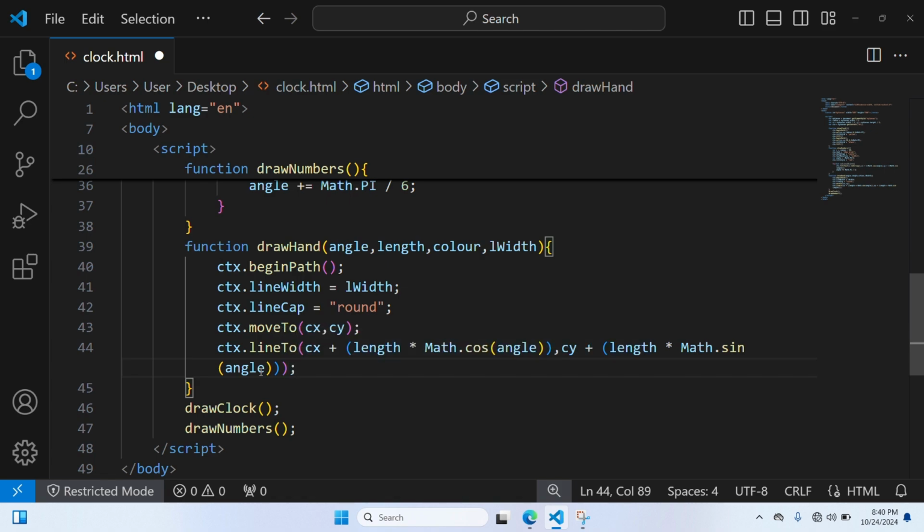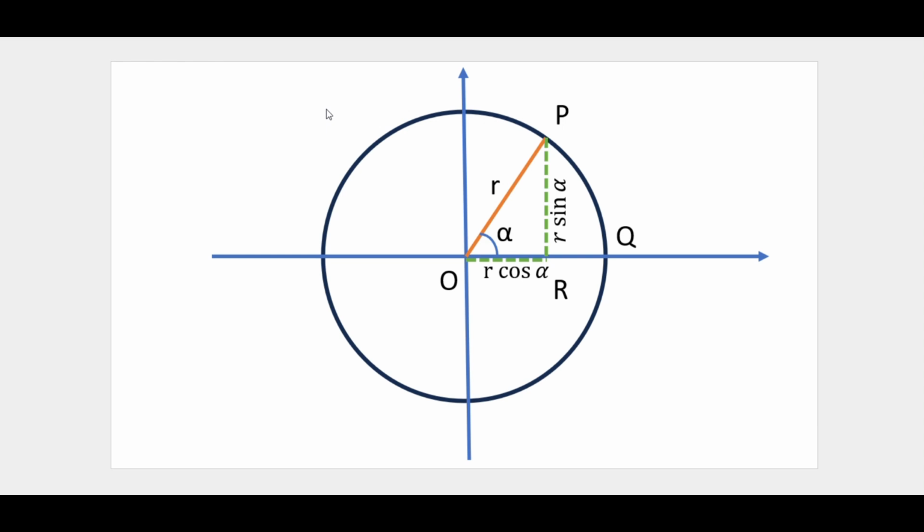Now let's understand these coordinates of the end of hands. Here we have one circle with center O, and we have to draw our minute hand, hour hand, and second hand of the clock from center O to any desired point on the circumference of the circle. Here OP is representing our clock hand. We have to draw OP. To do so, we need to know the coordinates of O and the coordinates of P. And we already know the coordinates of O, that are Cx, Cy. Now we need to know the coordinates of P. When we move from O to P, we move OR distance in horizontal direction and RP distance in vertical direction.